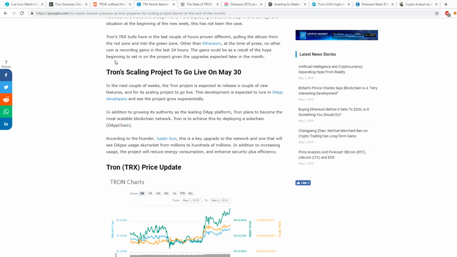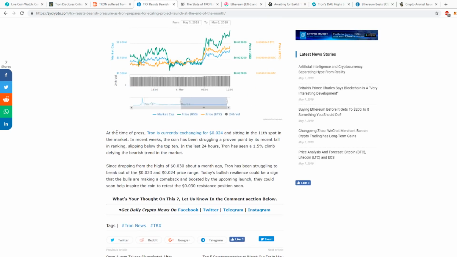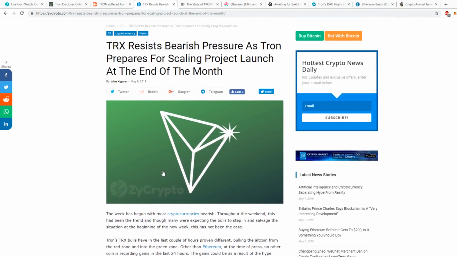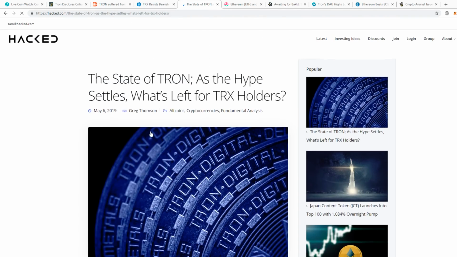I'm wondering still. But in the next couple of weeks, the Tron project is expected to release a couple of new features and for its scaling project to go live. This development is expected to lure in dApp developers and see the project grow exponentially, which could be very interesting. In addition to growing its authority as the leading dApp platform, Tron plans to become the most scalable blockchain network, and Tron is trying to achieve this by deploying a sidechain dApp chain. All right, so is that cool? No. Is it new information? No. I guess some people did not know, and maybe they were really excited about this date or things like that.